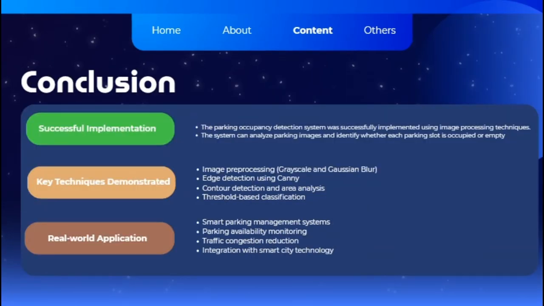Now, to conclude, our project successfully implements a parking occupancy detection system using computer vision techniques. The system can analyze parking images and determine whether each parking slot is occupied or empty. Several key techniques were demonstrated in this project, including image processing using grayscale and Gaussian blur, edge detection using the Canny algorithm, contour detection and area analysis, and threshold-based classification.